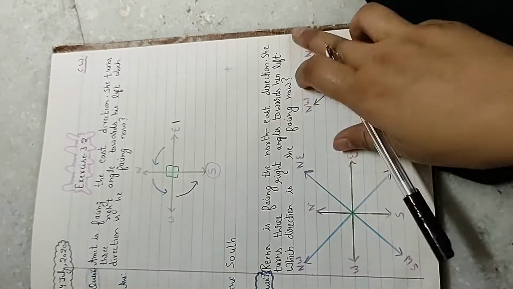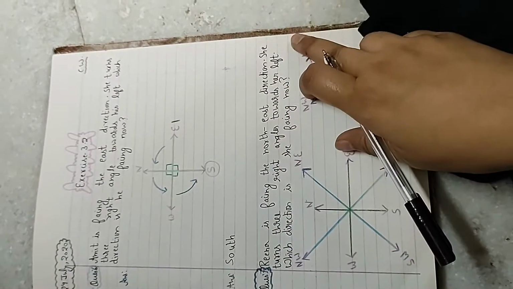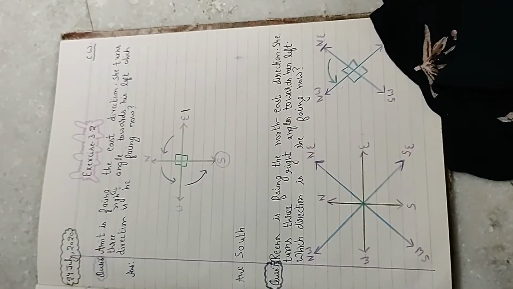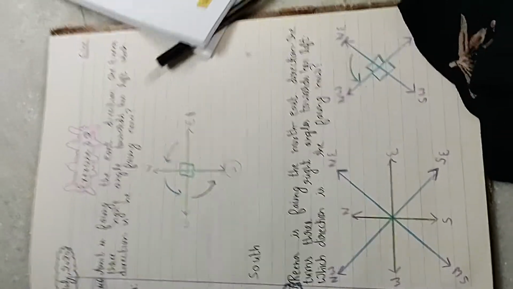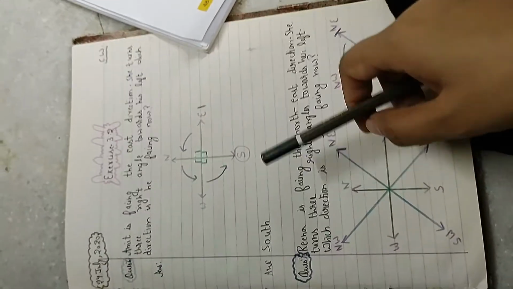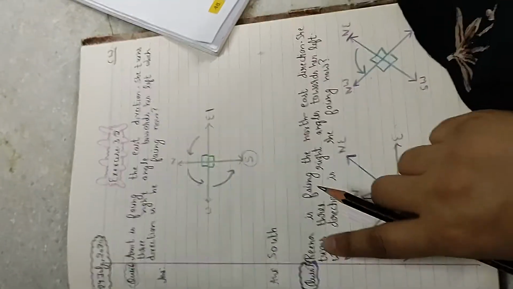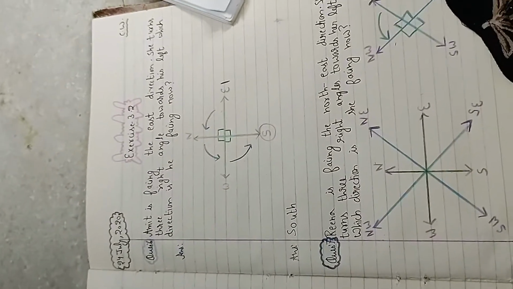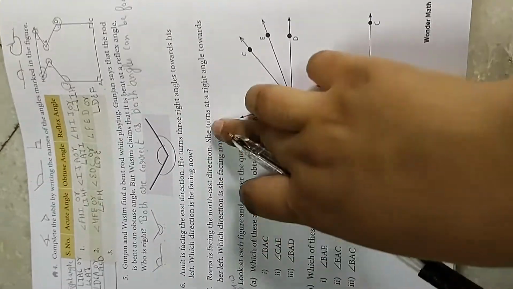Reena is facing the northeast direction. She turns a right angle towards her left. Sorry, I have written it wrong. Only 1 time she is turning, not 3 times. I will change this question. Don't worry. Now she is actually facing here. You can see that she turns a right angle towards her left only once.